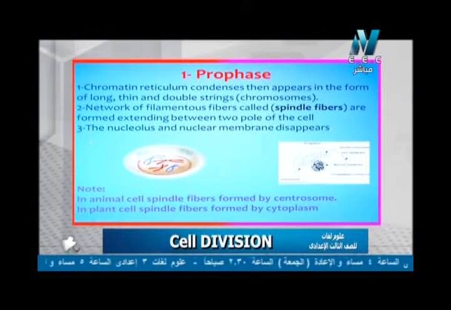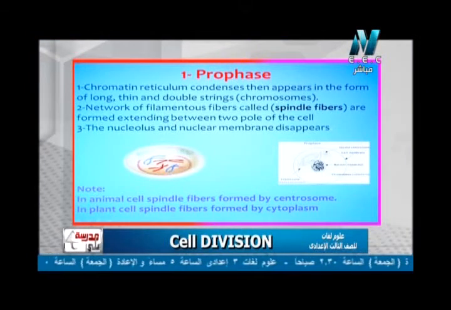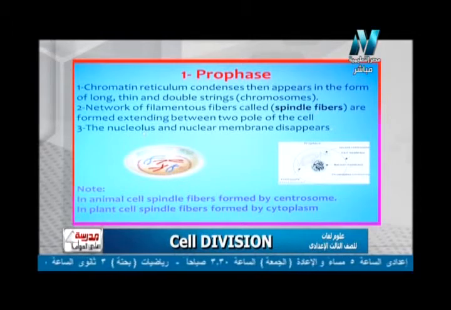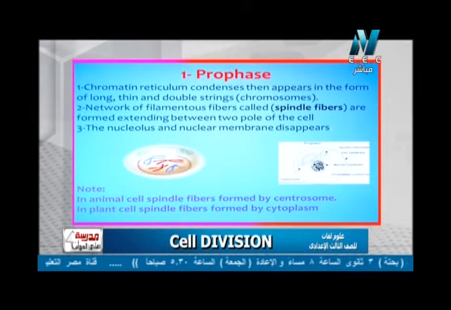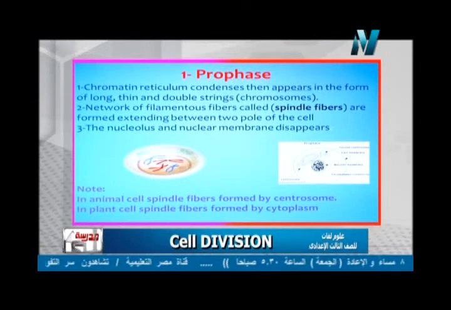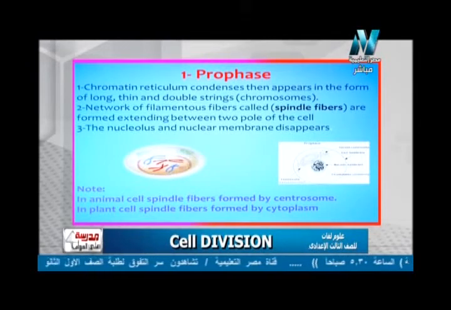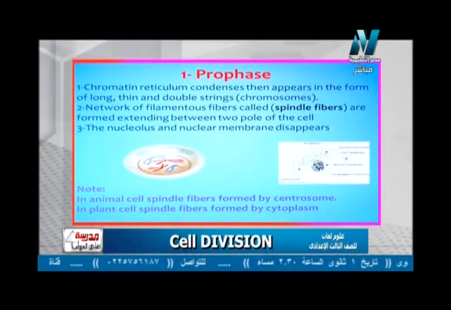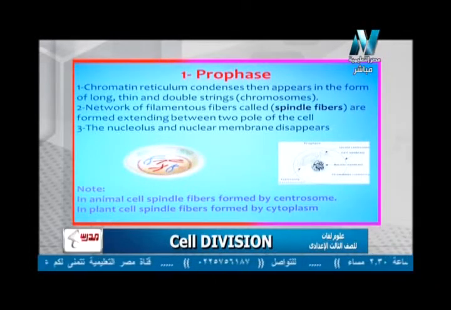Number 3, the nucleolus and nuclear membrane disappear. So we can summarize the prophase in 3 points: appearance of chromosomes, appearance of spindle fibers, disappearance of the nucleolus and nuclear membrane. So again, what happened in the prophase? Appearance of chromosomes, appearance of spindle fibers, disappearance of the nucleolus and nuclear membrane. All the genetic material will be inside the cell in the form of chromosomes, as we see in the diagram.